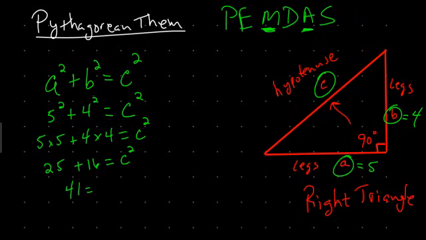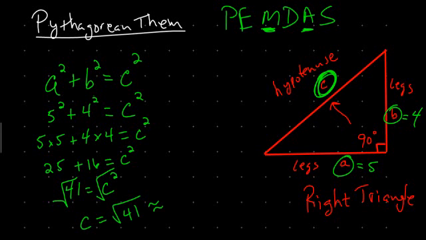41 equals C squared. Now I want to know what C is. I'm not interested in what C squared is. I want to solve for C. Anytime you have something squared, whether it's x squared or n squared or whatever it is, to get rid of that square, simply take the square root of both sides. Now we get that C equals the square root of 41.